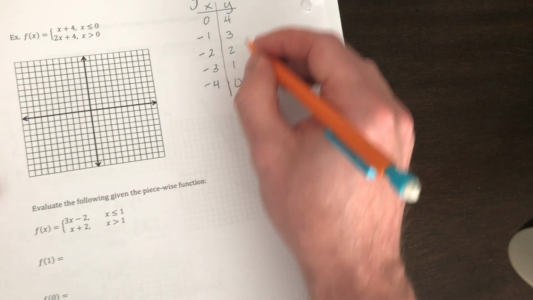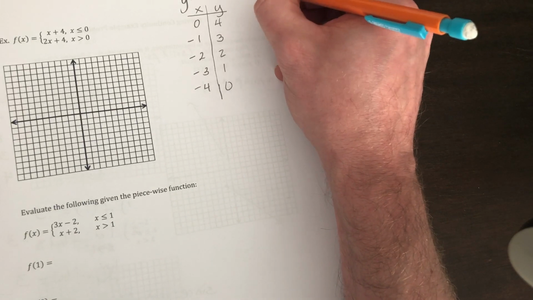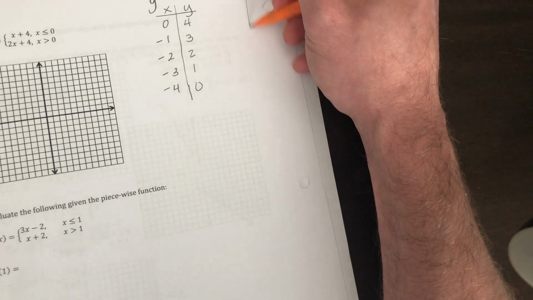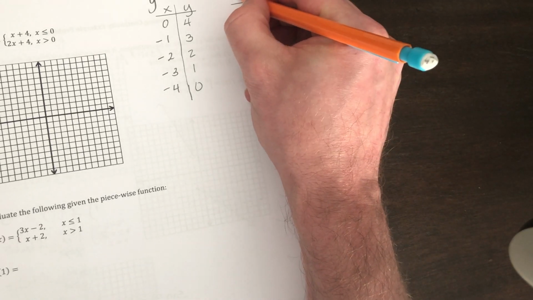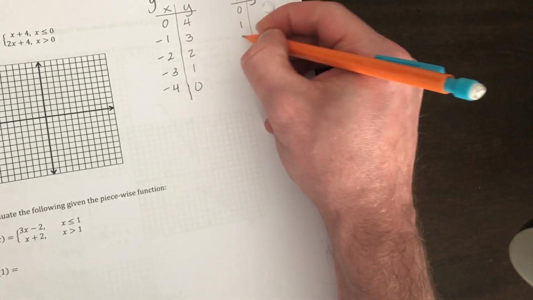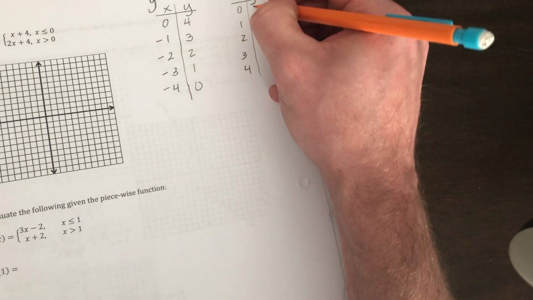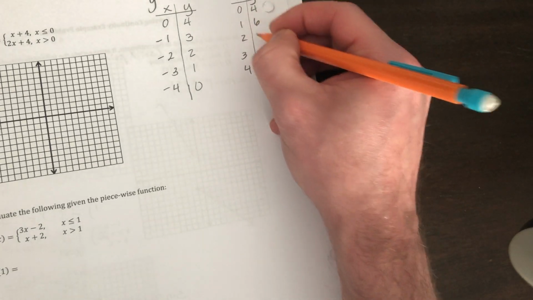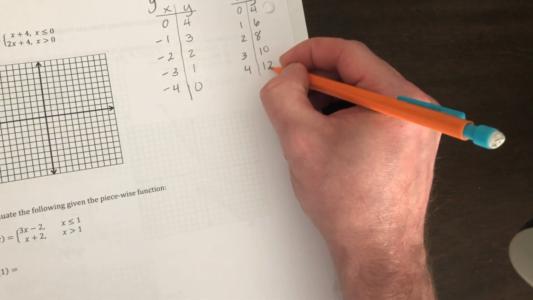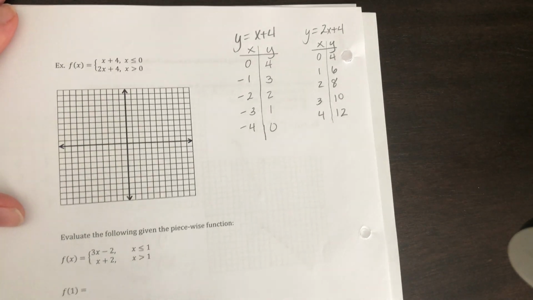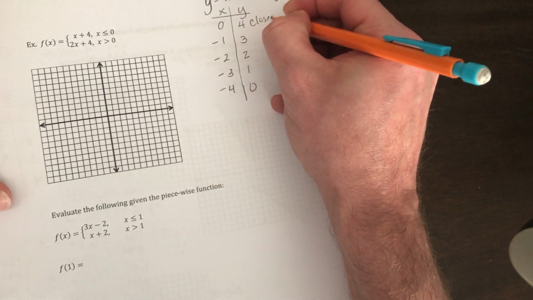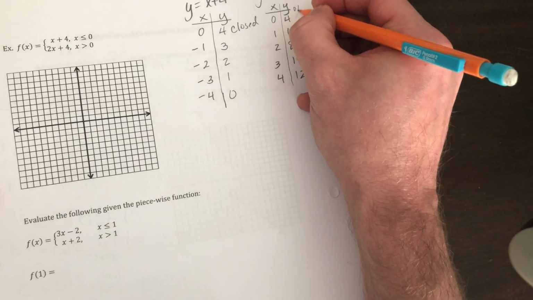And then I have y is equal to 2x plus 4. And I'm going to pick values greater than 0, so 0, 1, 2, 3, and 4. 6, 8, 10, and 12. So when we go to graph these, this is going to be closed in this branch, and it'll be open in this branch over here.